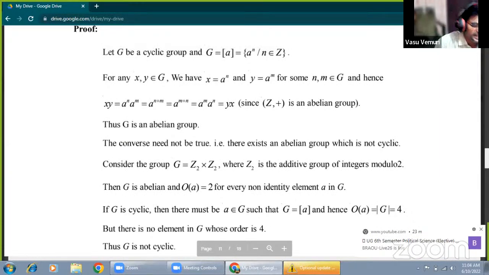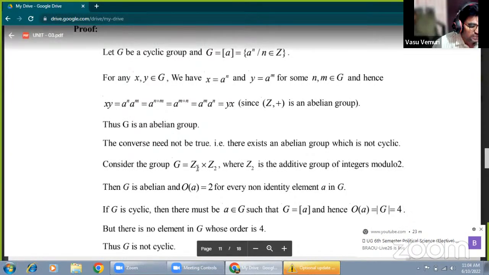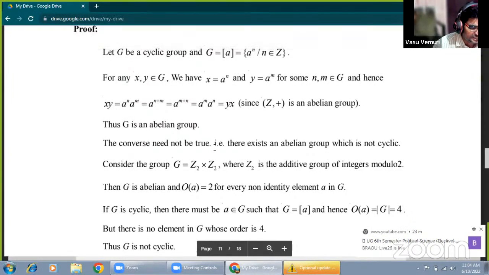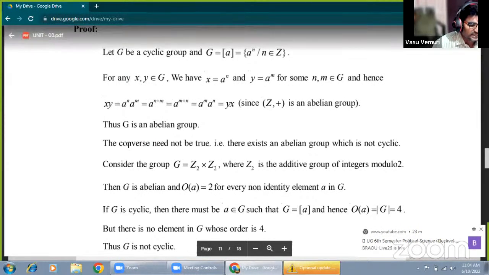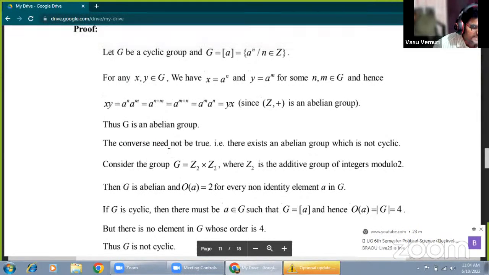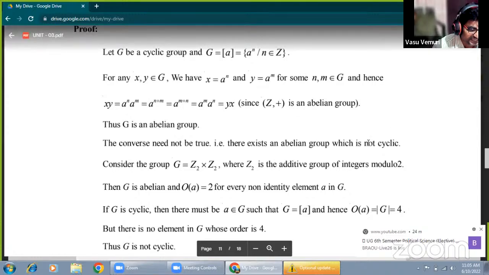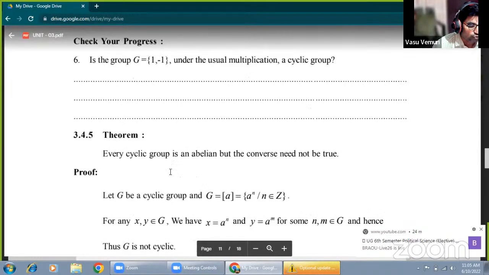Particularly, the converse of the theorem is not true. Only sometimes it may be true. But for the converse of a theorem, most of the time it is not true. That's why, even when a group is abelian, it is not necessarily cyclic. This is the converse. How to write the converse?